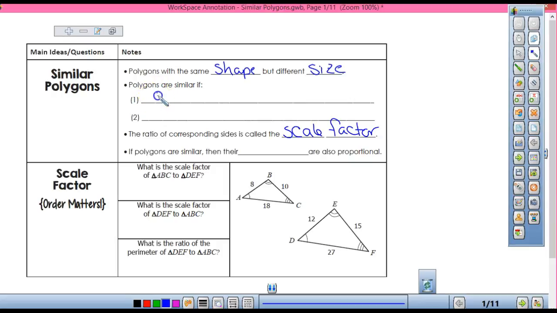Polygons are similar if they have congruent angles. So all my angles are going to stay congruent. What changes is my sides, we call it proportional. And that's why we had to do ratios and proportions yesterday. The sides are going to have equal ratios. If the polygons are similar, their sides are proportional, and their perimeter is also proportional.